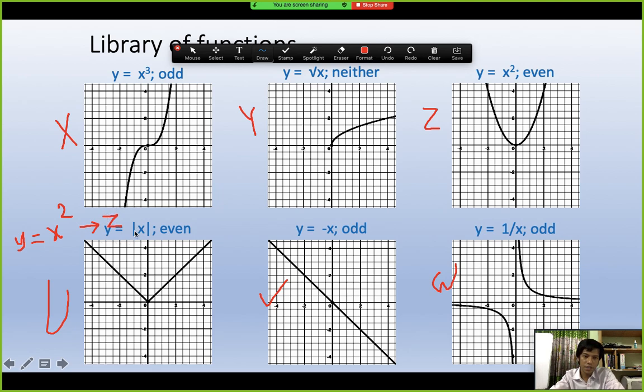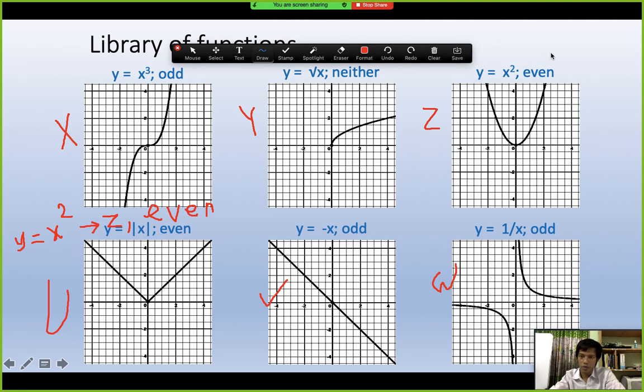And is this function even or odd? The answer is, this function has y-axis reflection, so this must be an even function. So let's say the graph is given, then you have to say the name of the function, or the name is given, then you must be able to find the graph quickly. This kind of problem.